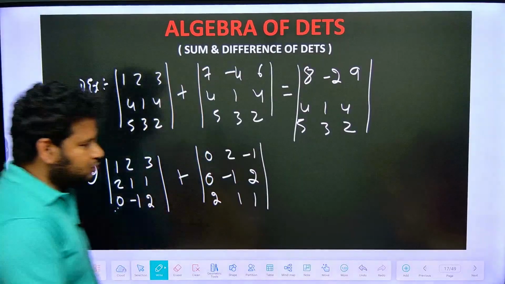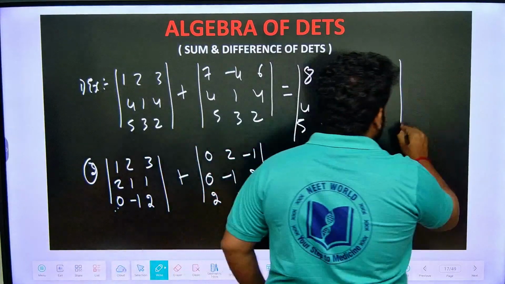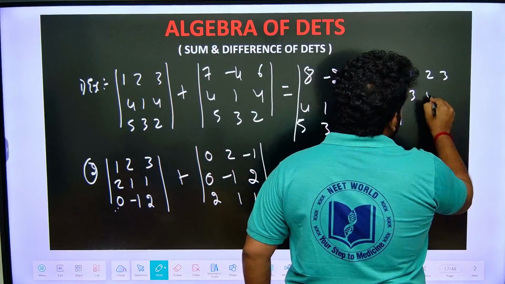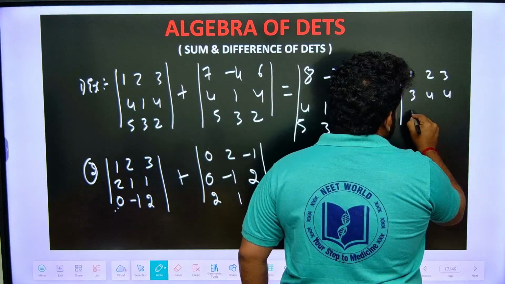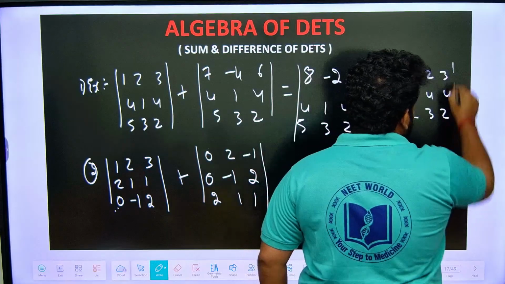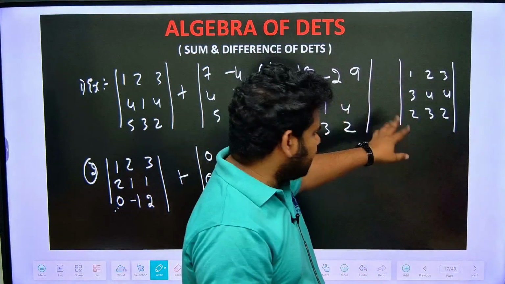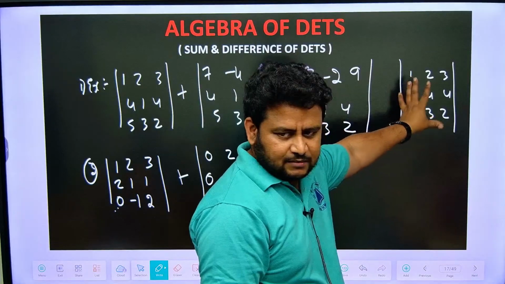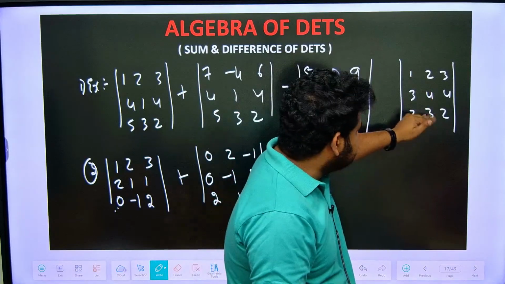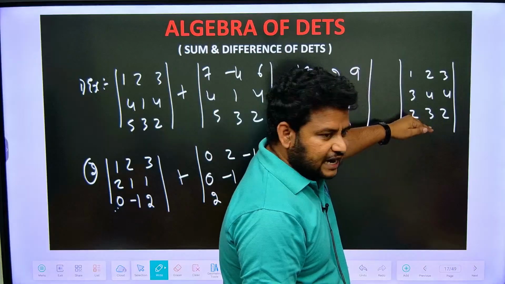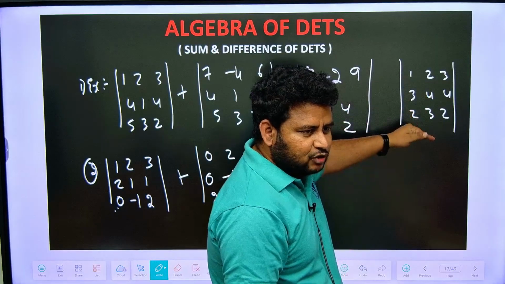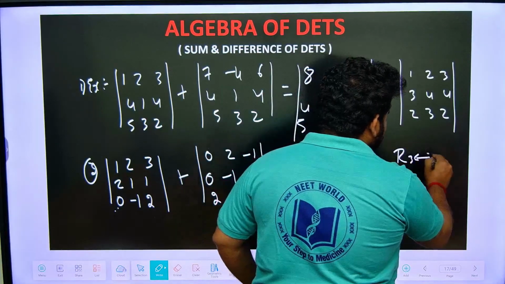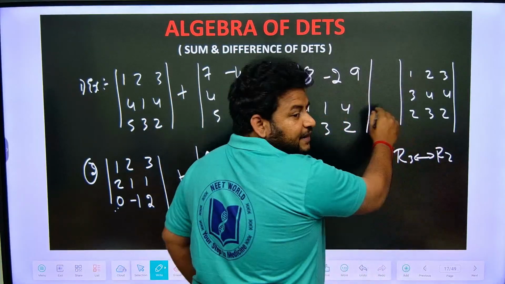But one thing you have to know here: I will take one more example. There is a matrix like this, 1, 2, 3, 3, 4, 4, and 2, 3, 2. This is the determinant of this matrix. Now if I exchange these rows, R3 goes to R2 and R2 comes to R3, once that happens you have to multiply with the minus sign outside.